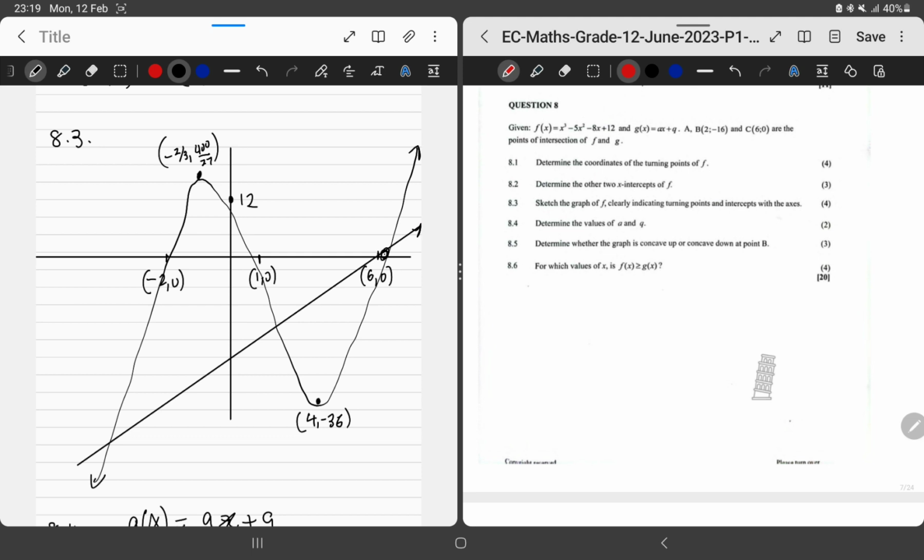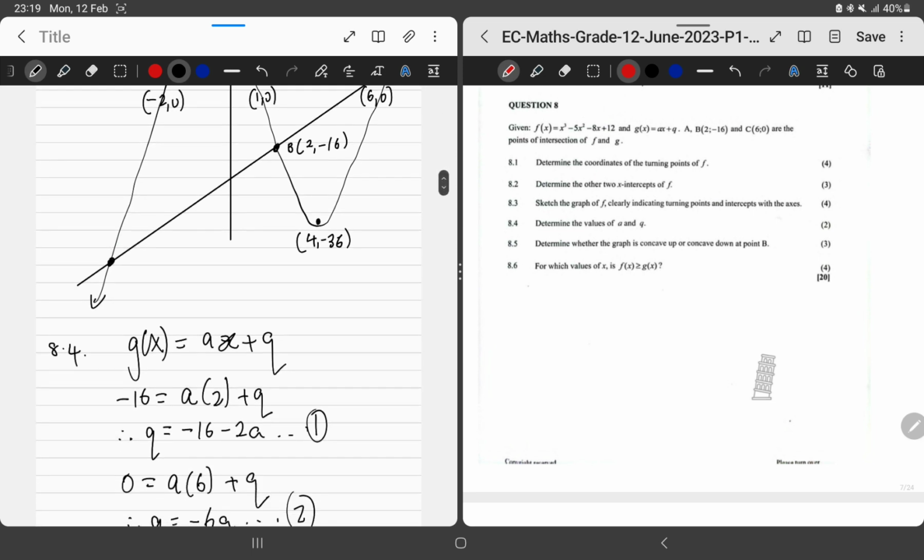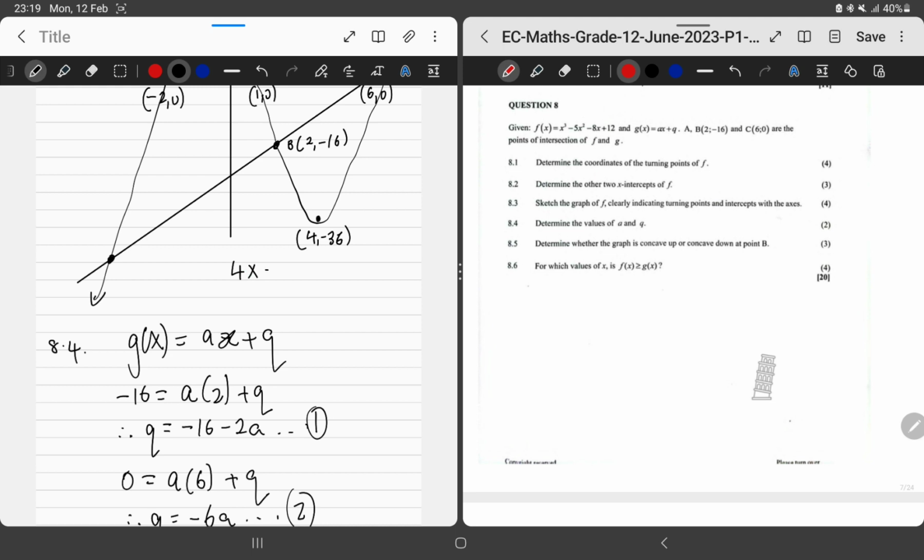So this is (6, 0), and then at B, this is (2, -16). Okay. And then I just need to find this other point. To find that point, I will say 4x - 24 should be equal to -36. So my x should be equal to (-36 + 24) divided by 4. So that's a negative 3. That's going to be (-3, y).